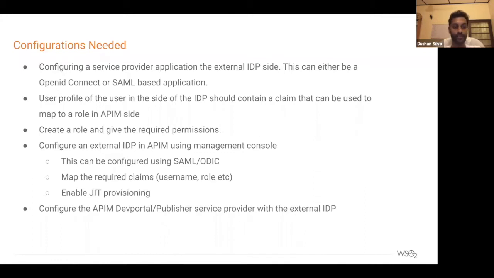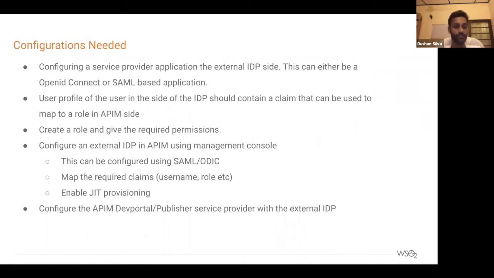That is all from the external IDP side. Then you need to create a role and give it the required permissions on the API Manager side. The reason you do this is in case you need to give some kind of custom permissions to the user. For example, you may want to give them the ability to access both Publisher and Dev Portal, or just Dev Portal. You can do this by creating your role on the API Manager side and giving the required permissions.